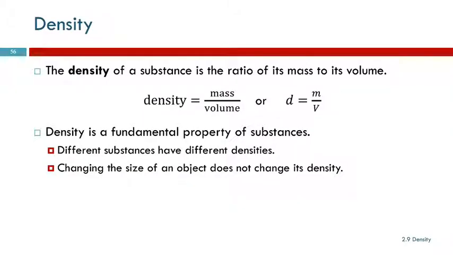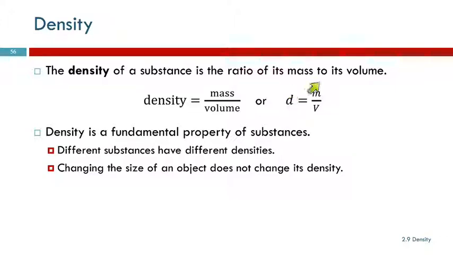Density. So density is the ratio of the mass of a substance to its volume. It is a fundamental property of a substance. If you have a piece of iron and you cut it in half, or you make a really big piece of iron, the density is the same. It doesn't matter how big the thing is, because if you get a larger piece, the mass increases, but so does the volume. The ratio stays the same for a given substance.